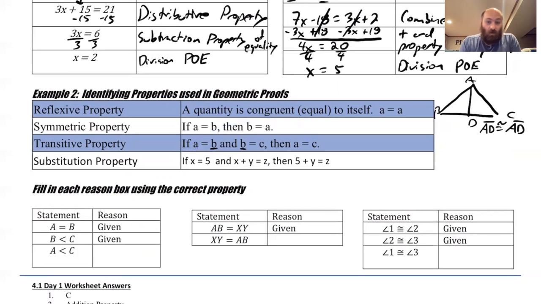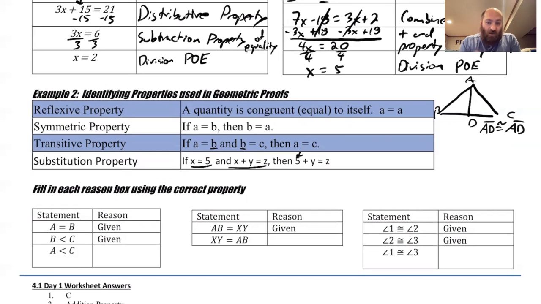Okay. And then substitution. And that's whenever I take this substitution property, if I give X equals 5 and X plus Y equals Z, then I can replace that X with the 5. That's what we're saying with substitution property. And that's things you've done. You're just substituting a variable for a number.